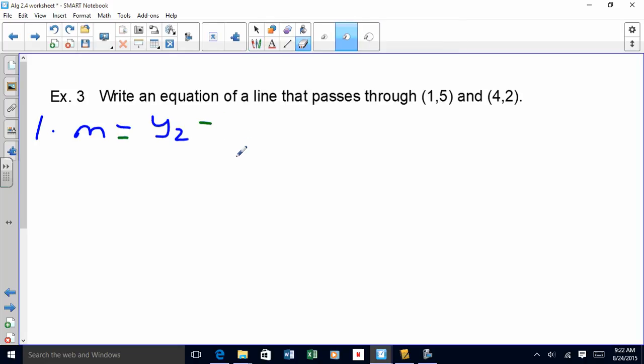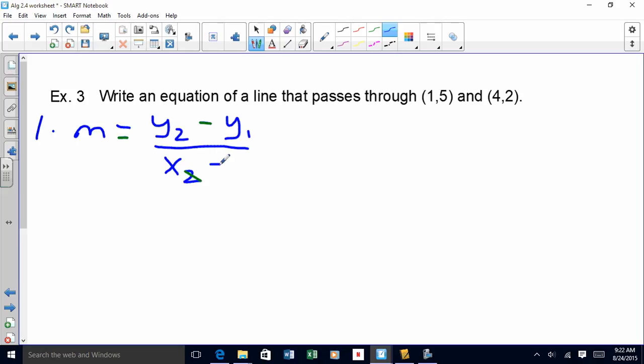Why is it doing that to me? You guys are probably laughing at me. Try it slower. Minus y1 over x2 minus x1. Well, okay, I'm sick of erasing now. I'll do it one more time.